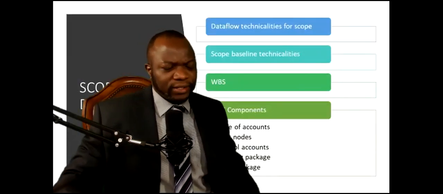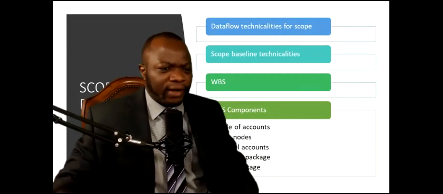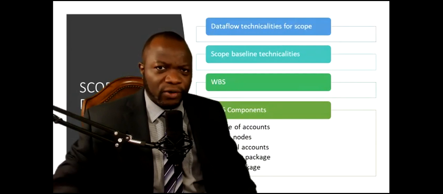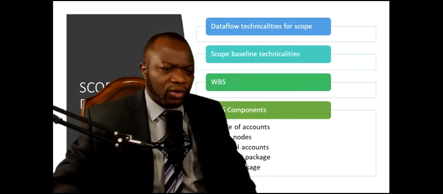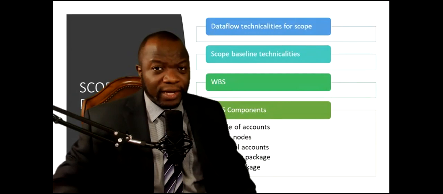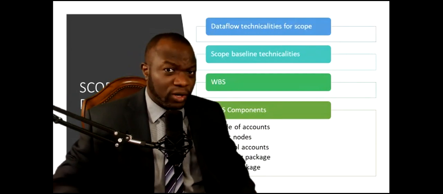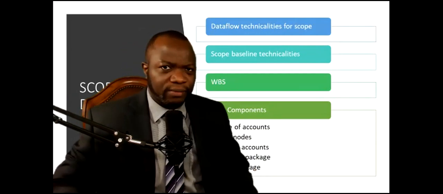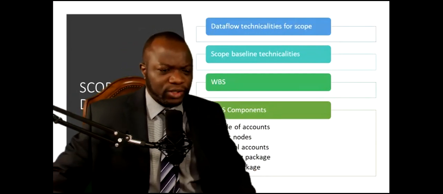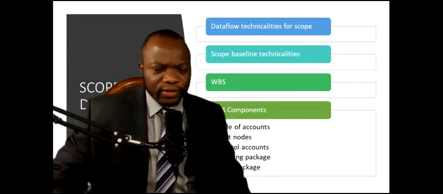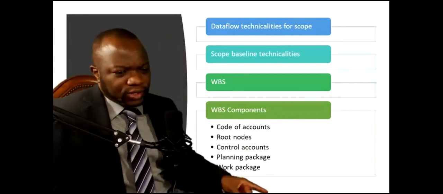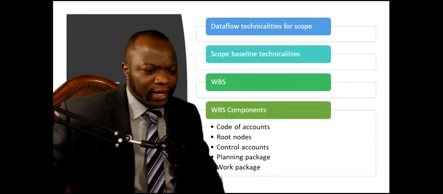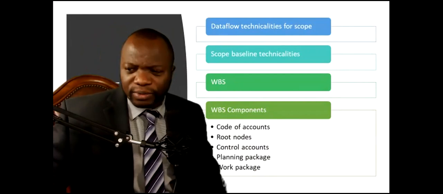So as you can see here, we've got a data flow for the knowledge area of scope. We're going to be taking a look at that. We're going to be looking at the scope baseline, breaking it apart, talking about all those components, talking about how the WBS can be used when it comes to earned value management and budgeting. We're going to take a look at all of those components you see over there, the code of accounts, root nodes, control accounts, the whole 9 yards of the WBS.